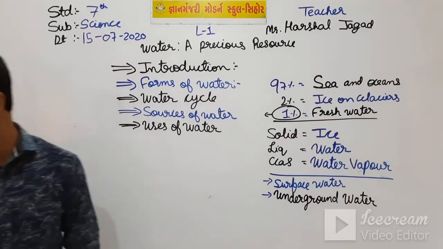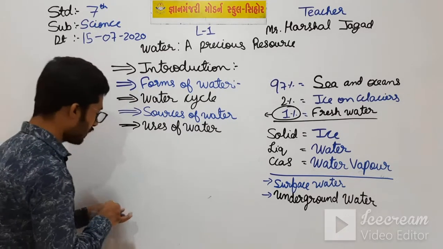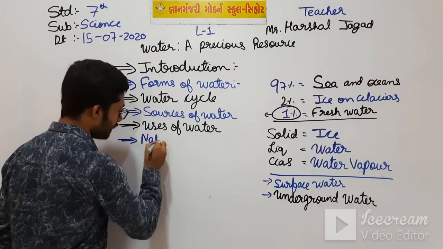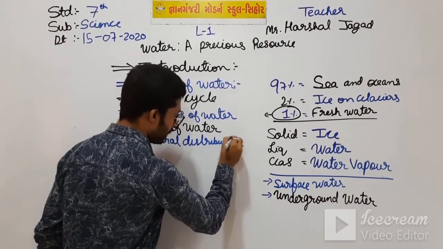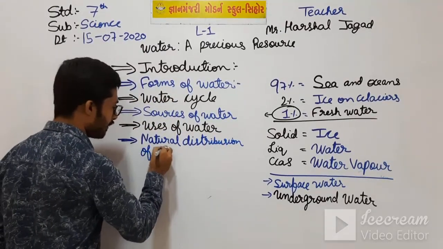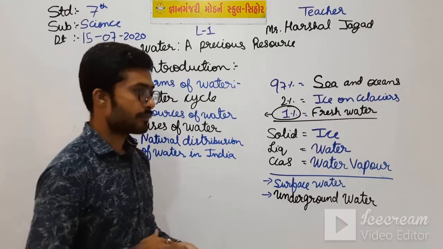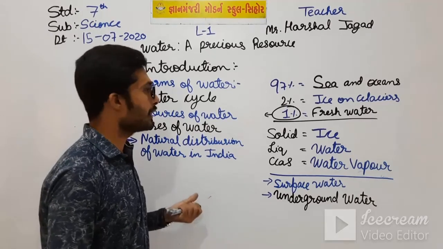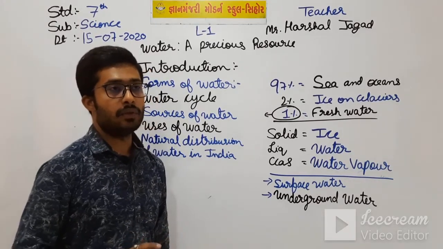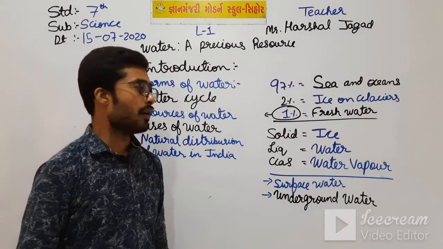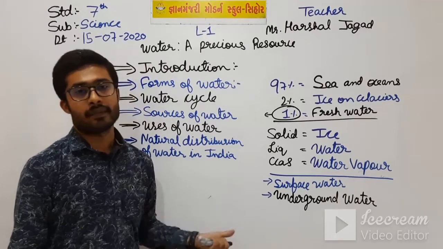Okay students, so these are the three uses. And the next point was natural distribution of water in India. So we all know that the main source of our water is rain only. Due to rain, most of the farmers use the rainwater for the irrigation purpose, or giving water to the crops or plants. So the main source of water is our rain only.